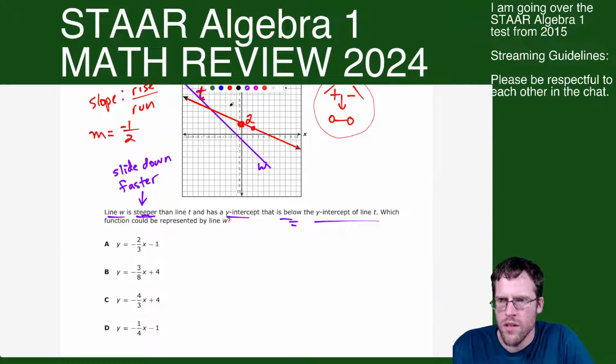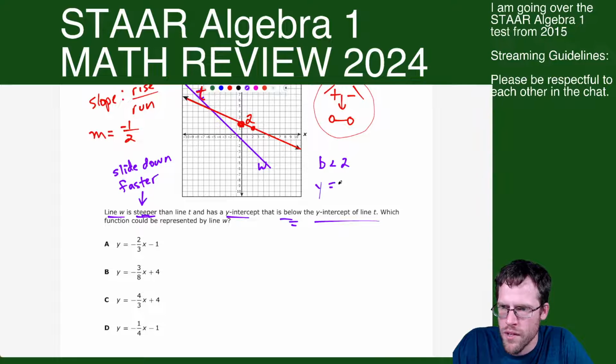So we look, the y-intercept is 2, and we want our y-intercept of the purple line to be below that. So we need our y-intercept, our b value, to be less than 2. So if you think of y equals mx plus b, the b value has to be less than 2. These b values you see here are greater than 2. A y-intercept of 4 would be above. So these answer choices are out. So now it's down to these two.